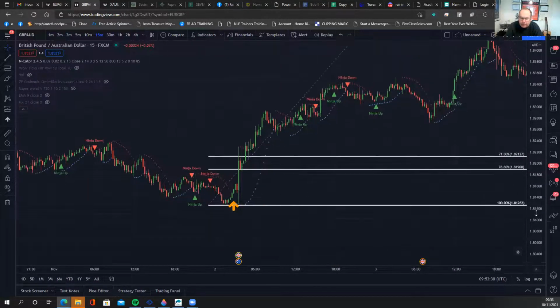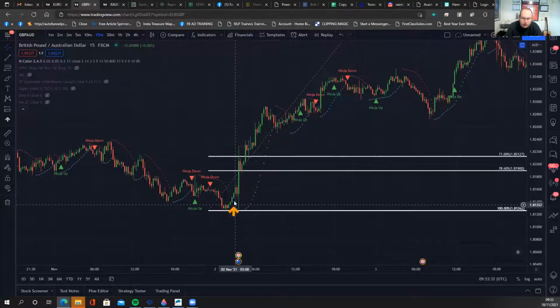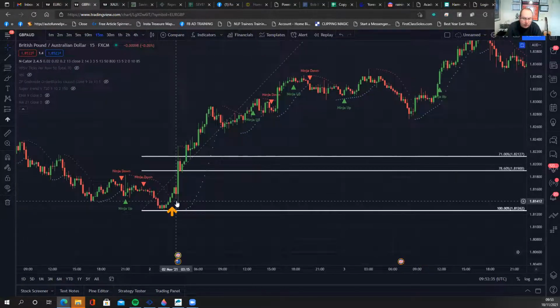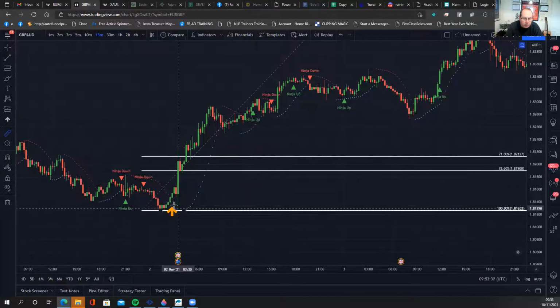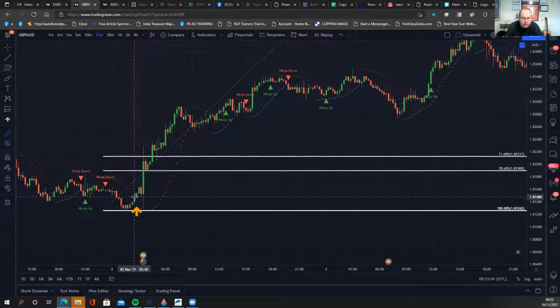We wait for a ninja up alert, which we got on this candle here, right? So that candle there, that would be the alert candle. If you wait the full 15 minutes, you don't get into the candle after, right? So just so you're aware, I'm not looking to get in where the arrow is. I'm looking to get in on the candle after, right?